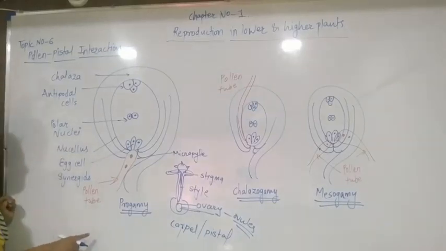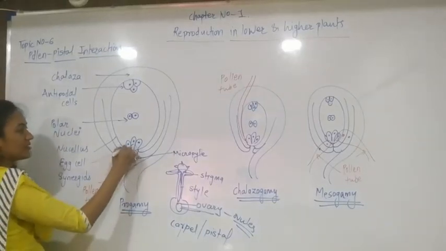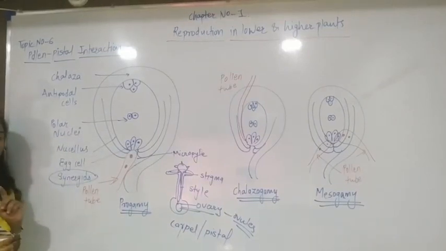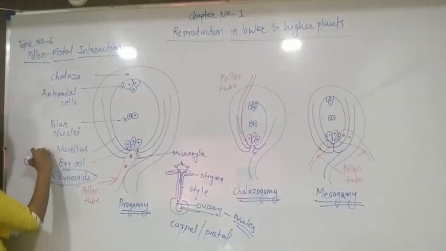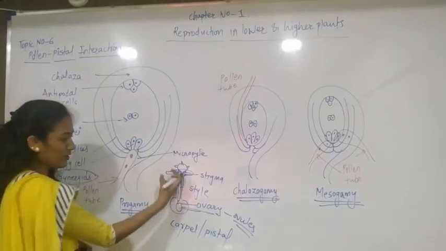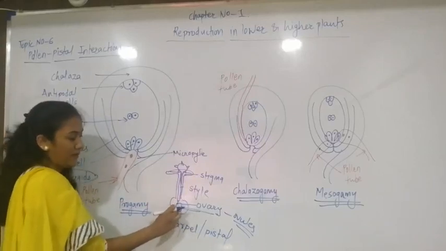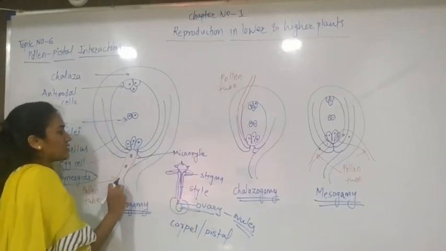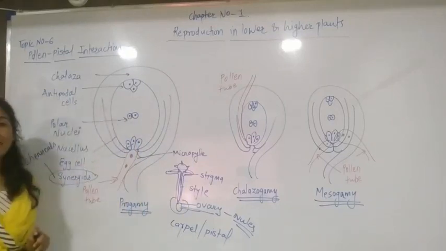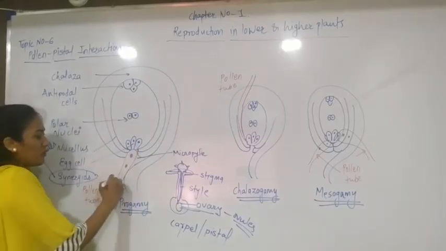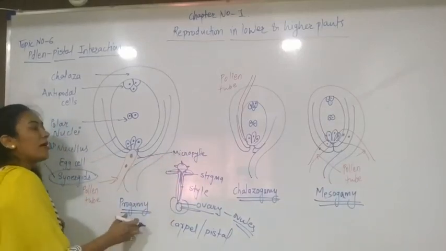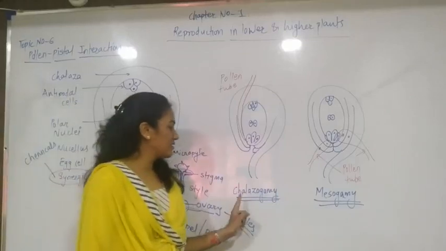When pollen and pistil interact through progamy, the synergid cells perform the most important function for this interaction: they produce chemicals. These chemicals attract the pollen tube towards the embryo sac, so that it goes up to the egg cell, and then it fuses further for the interaction. Whenever the pollen tube enters from the micropylar end, that type of interaction is called progamy. The second is chalazogamy.